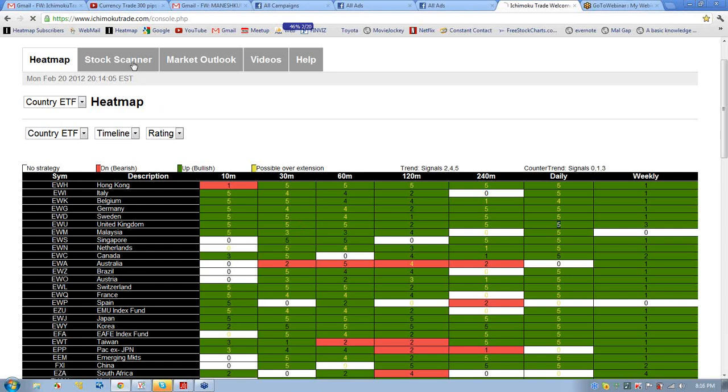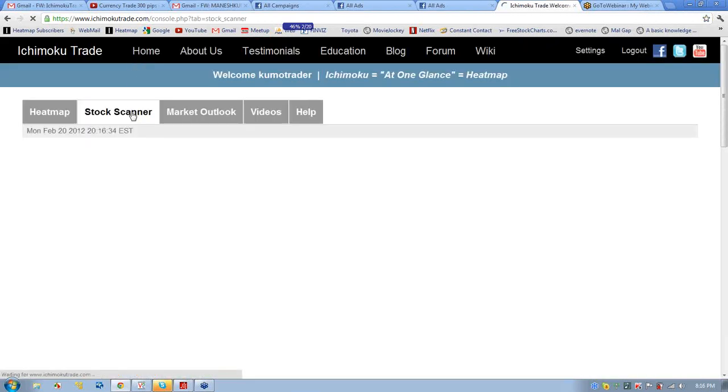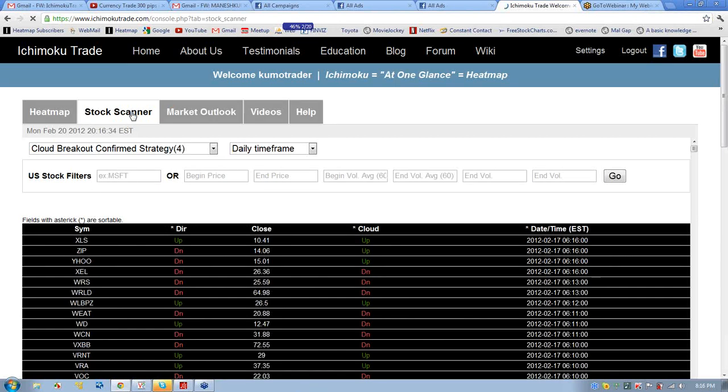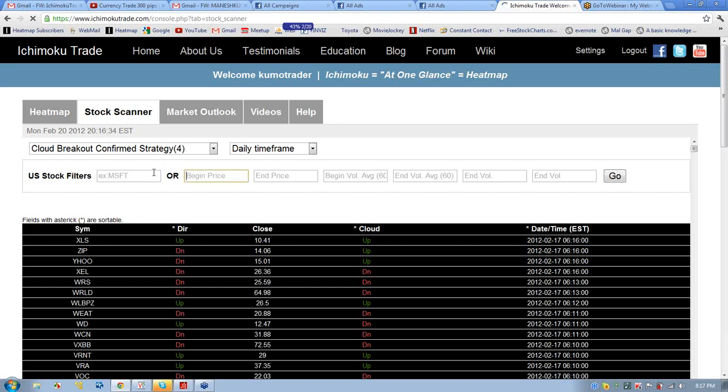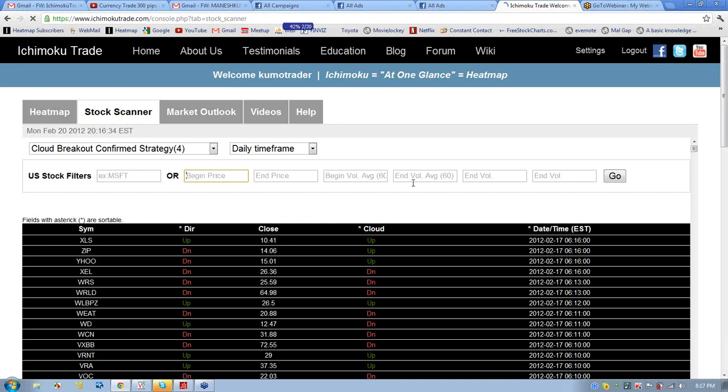Okay. Now the stock scanner is something we have, and what this does is search 7,000 plus instruments in the U.S. Okay. There's no way we're going to provide a heat map for 7,000 instruments. There's no way. In fact, it's ridiculous to do that. So what we did was we provide a scanner, and in here you can look for the strategies, the Ichimoku strategies, which are 2s, 4s, and all that. Okay. And what you could do is filter based on symbol, beginning price, end price, average 60-day volume, beginning or end, or the day volume. Okay?